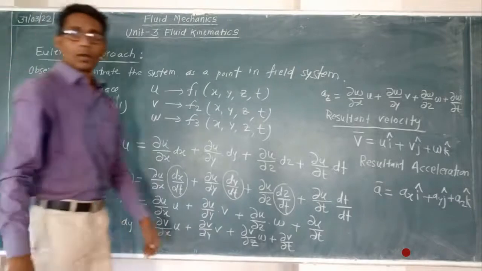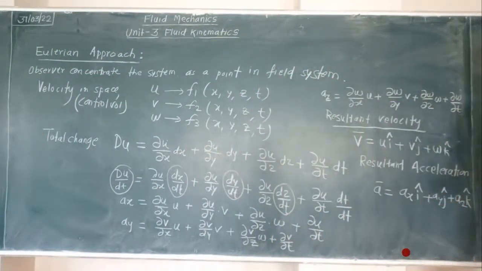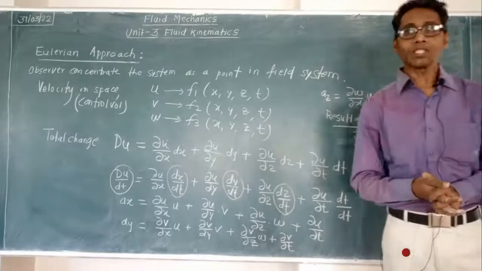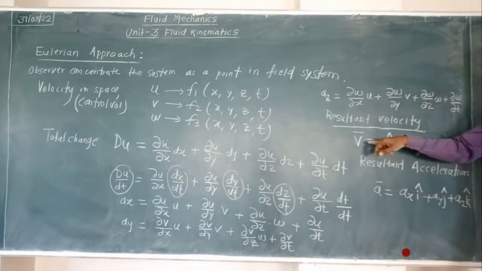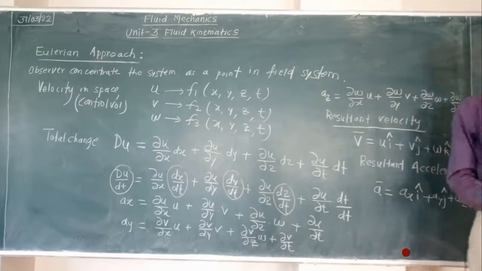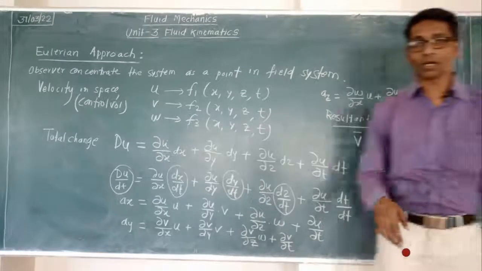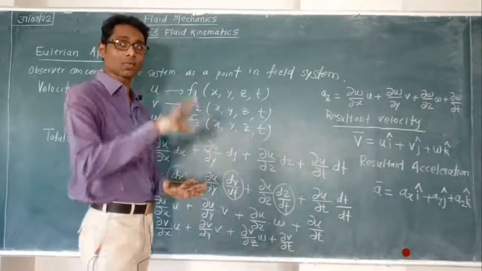Okay, so this is the difference between the two approaches. In the Lagrangian approach, we had the resultant velocity as the square root of summation u square, v square plus w square. Likewise, for the resultant acceleration in the Lagrangian approach, it was ax square plus ay square plus az square inside the square root.